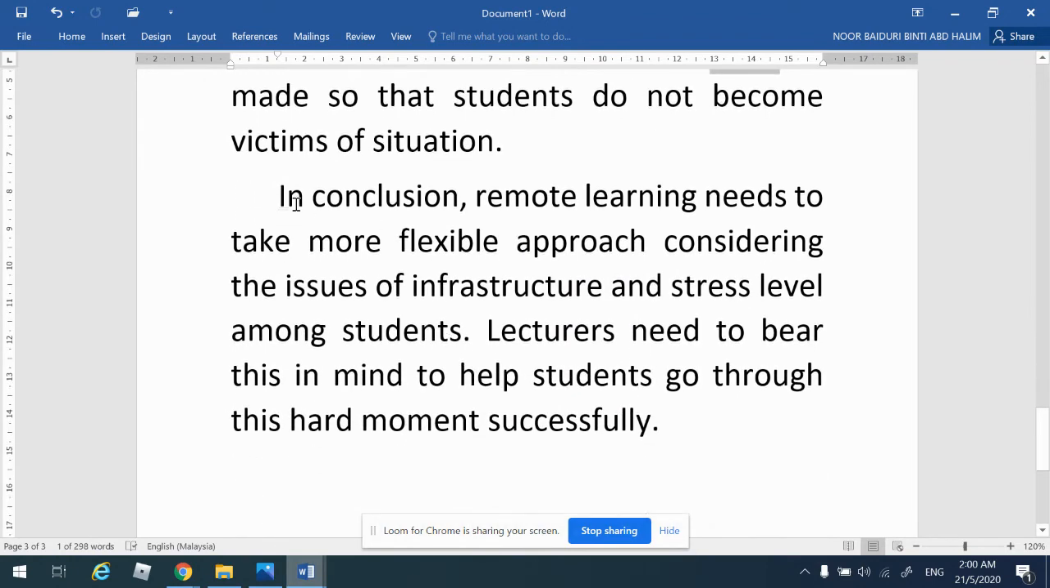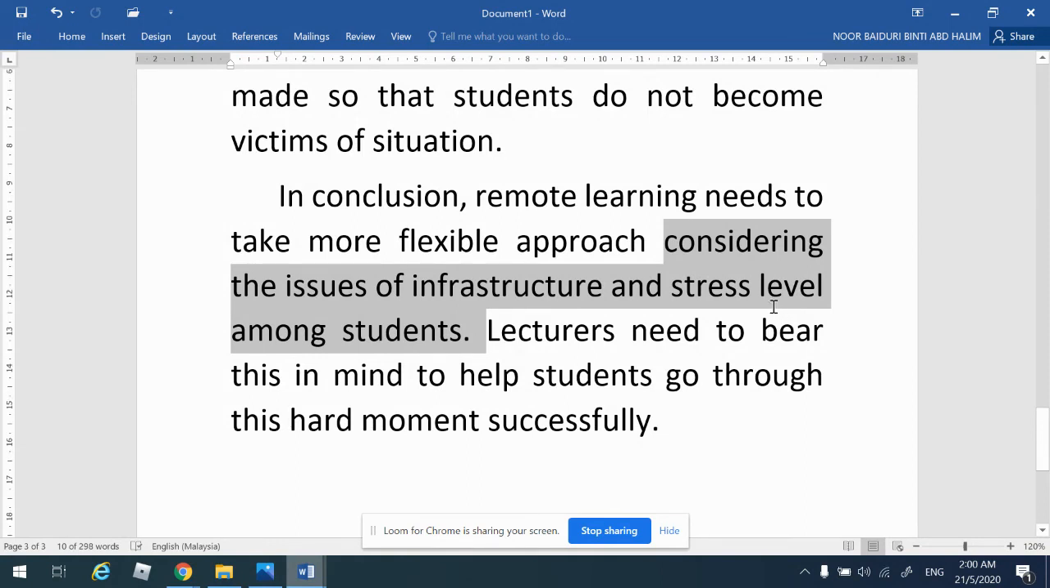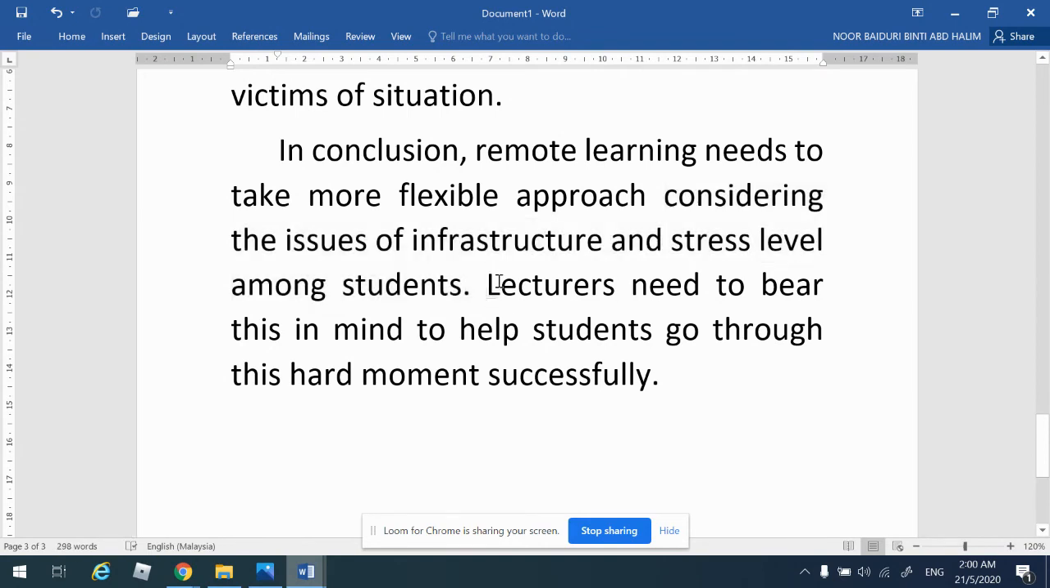Okay, last paragraph, conclusion. Ni biasalah, you use in conclusion, in sum, in a nutshell. Okay, these are the options for you to choose from. Remote learning needs to take more flexible approach considering, here I am restating my main ideas. Main ideas I apa? Infrastructure and stress level. Okay, in conclusion paragraph, you never introduce new point. You are just restating what you have mentioned earlier. And you can close with suggestion. Lecturers need to bear this in mind to help students to go through this hard moment successfully.